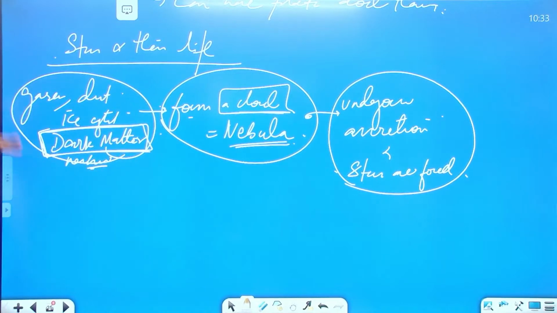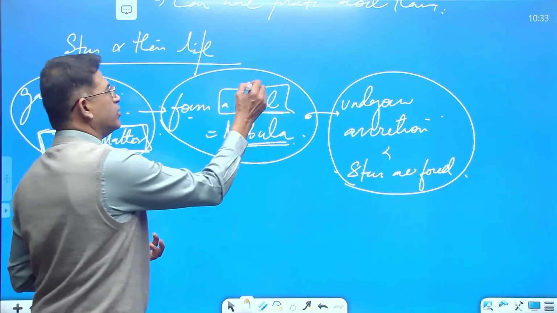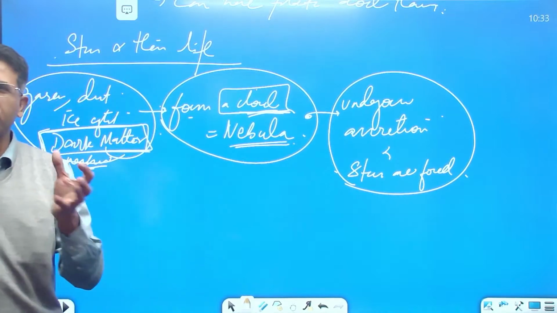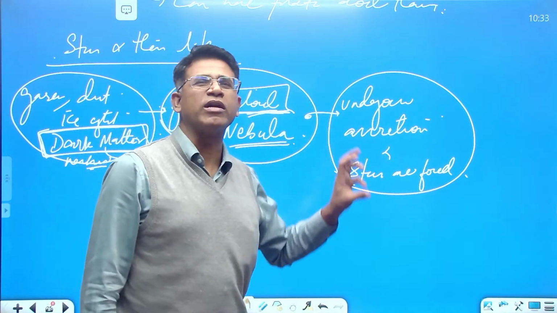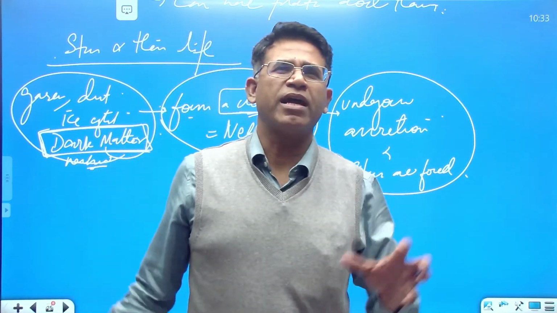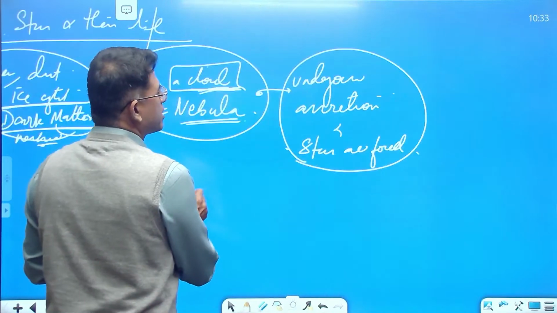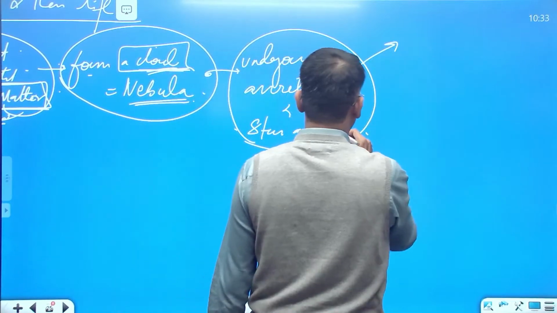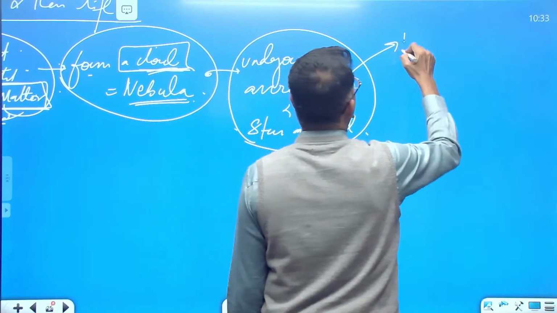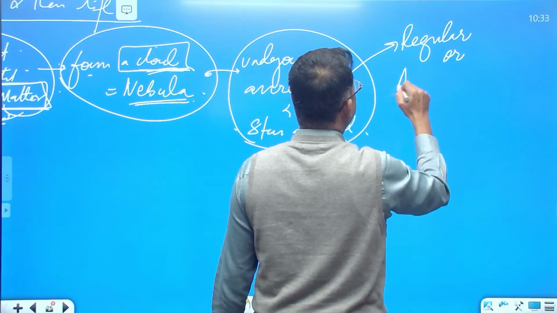There are gases and dust particles. When they are together, we call those a nebula. Nebula is a cloud. Remember this, it's a cloud, an amorphous, shapeless cloud. This cloud converts into a solid. It accretes. It becomes solid, and this becomes a star. And when a star is formed, there are two possibilities. One is a regular star or an average star.